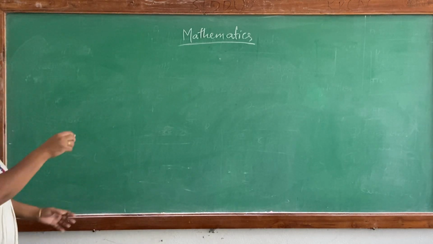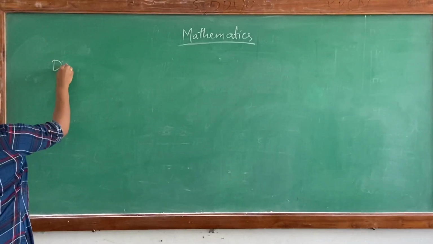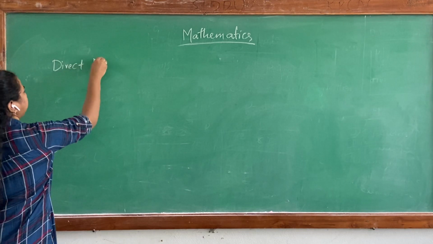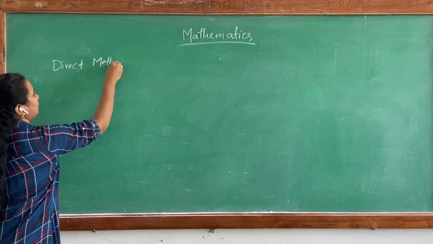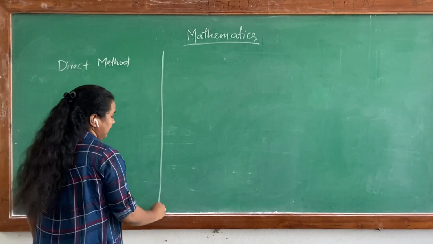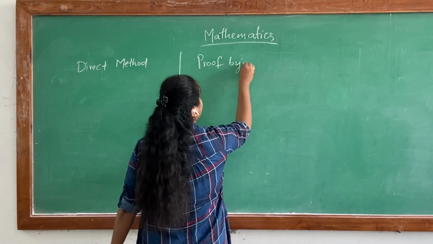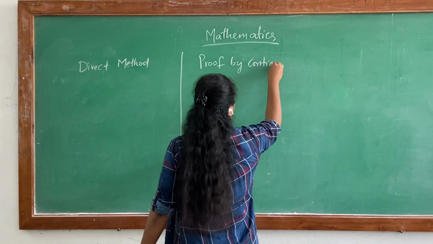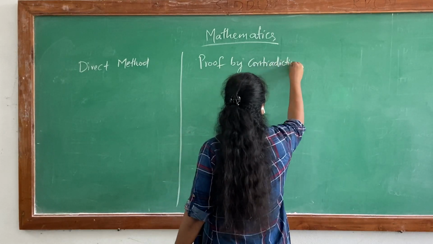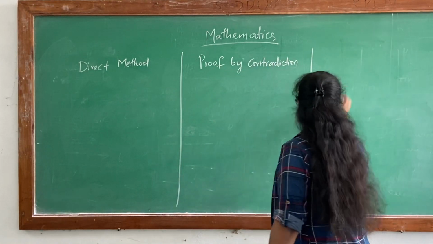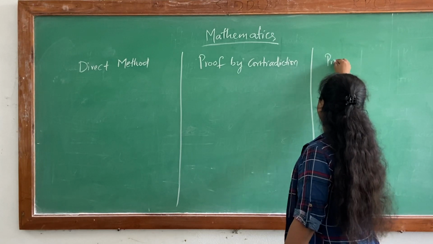So the first method to prove any theorem is the direct method. The second is proof by contradiction. And the third one is proof by induction.